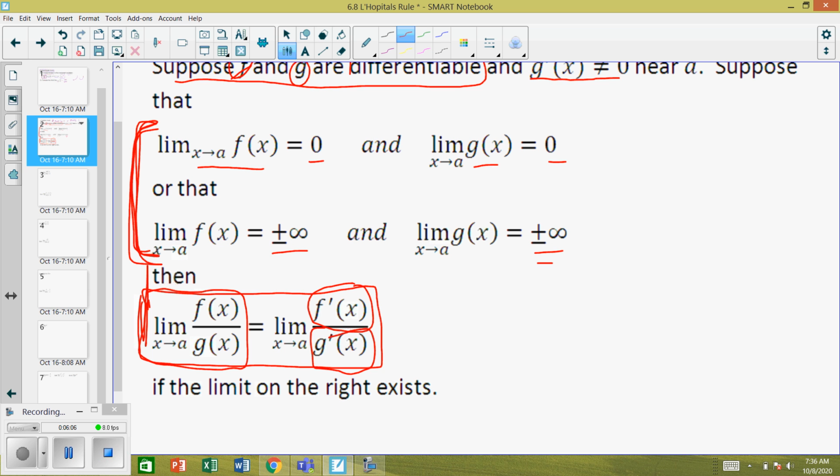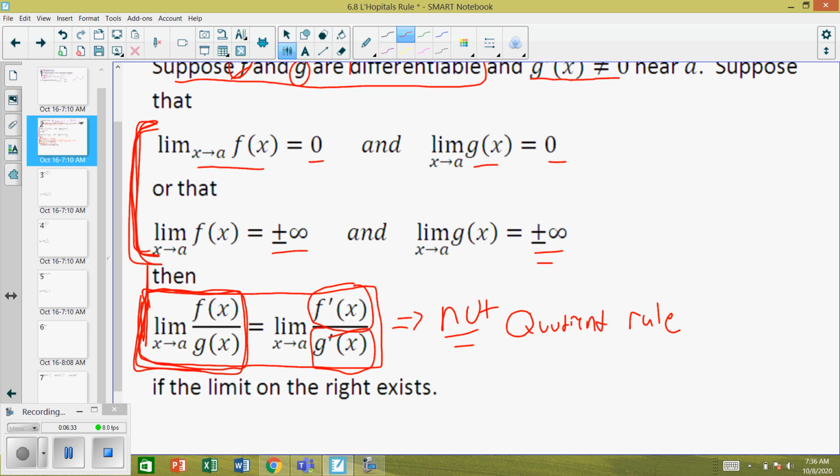Now, something I really want to specify here is that this is not the quotient rule. I'm not saying we take the fraction as a whole and do the quotient rule. I'm saying we take the derivative of the top and divide it by the derivative of the bottom, and that limit is going to be the same as the limit that I started with. They're equivalent by L'Hopital's rule.